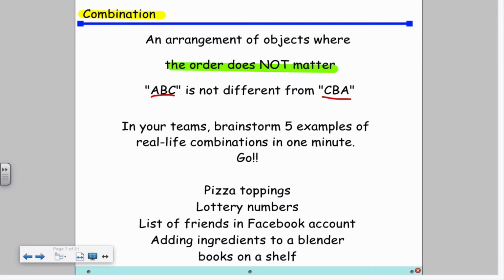Books on a shelf. So this one's up for debate, but if I just throw books on a shelf, it's one group of books. The order doesn't necessarily matter unless you are trying to alphabetize them or put them in an arrangement like in the library.